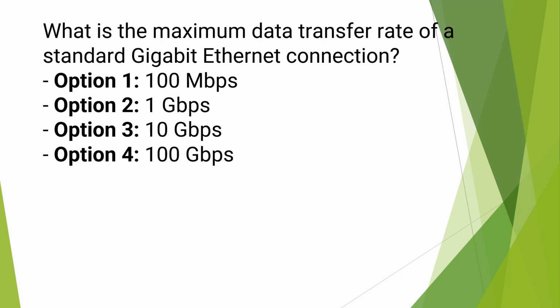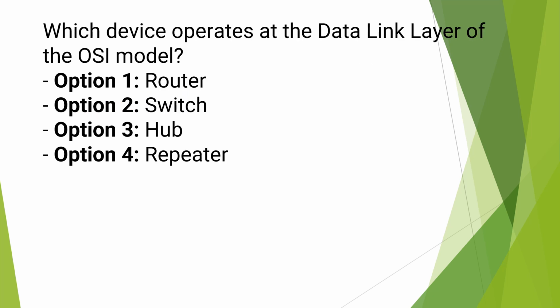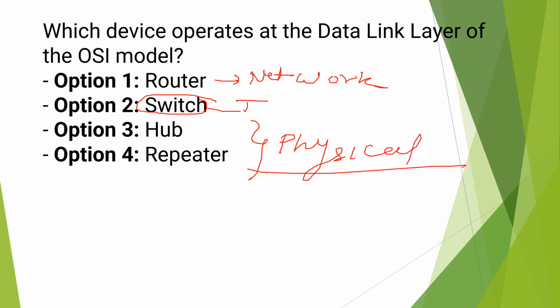What is the maximum data transfer rate for standard Gigabit Ethernet? Just remember this one is 1 Gbps, per second. It's the maximum rate it can send. Which device operates at the data link layer of the OSI model? See, the data link layer is the second layer of the OSI model, right? First is the physical layer. So the data link layer uses switches, the router uses the network layer, and hub and repeater use the physical layer.